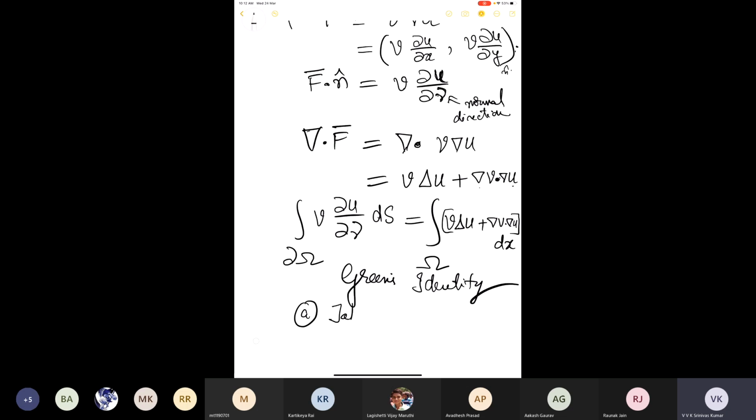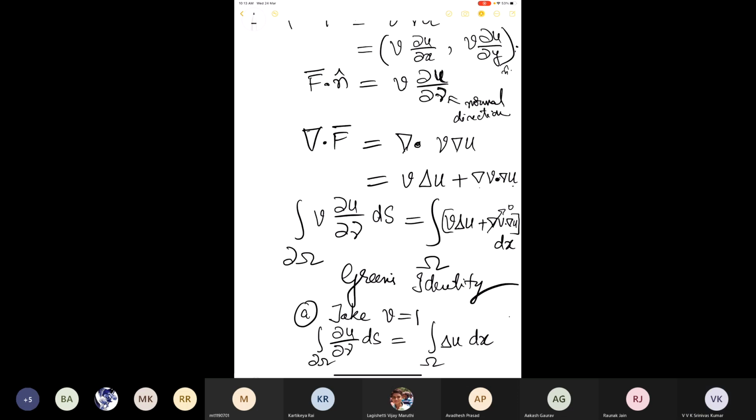Now there are particular cases. The A part: take v is equal to 1. Then what is on the left hand side? The integral of del u del nu ds, with v equal to 1, a constant function, so the v term is 0 on the right. So we have only the integral of Laplacian of u over omega dx.